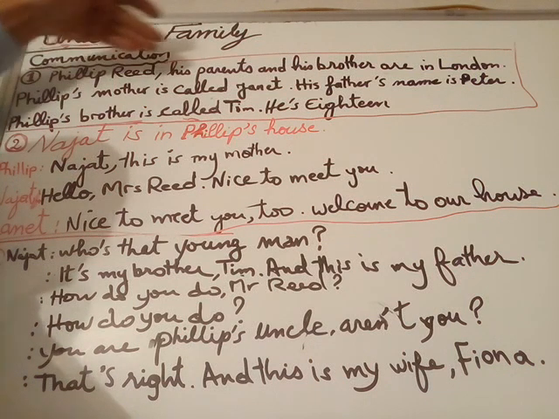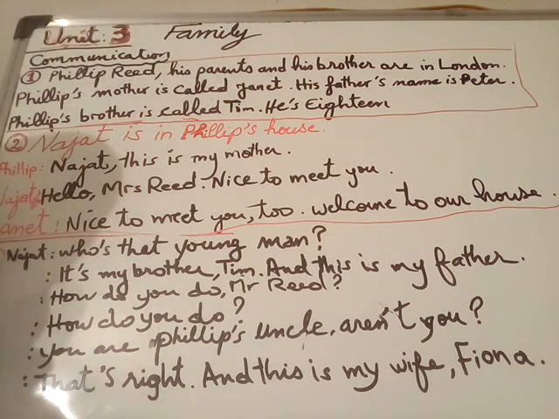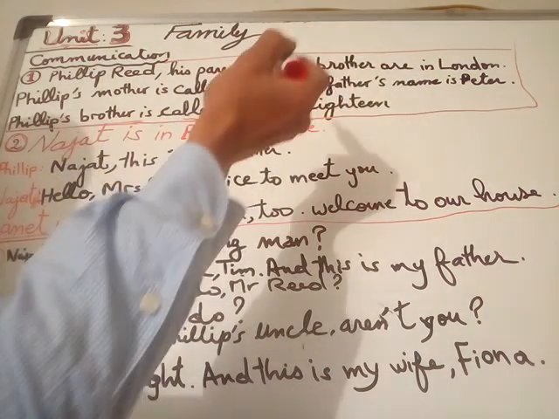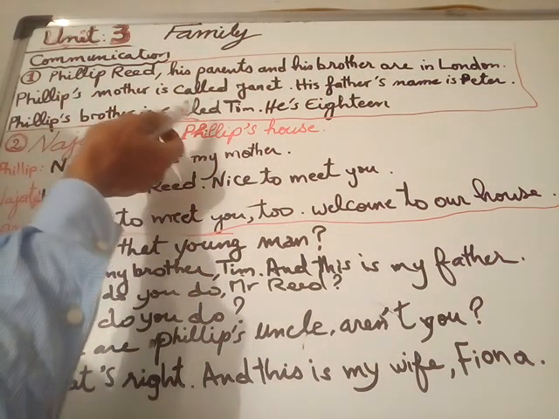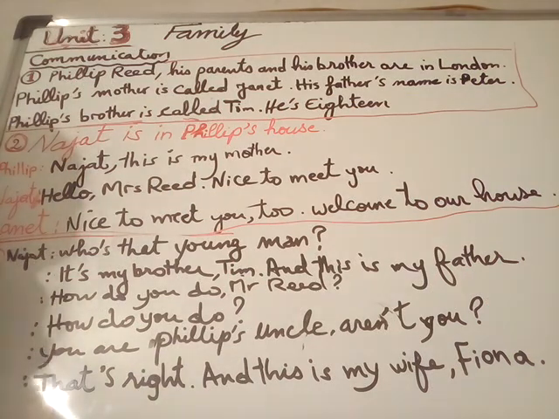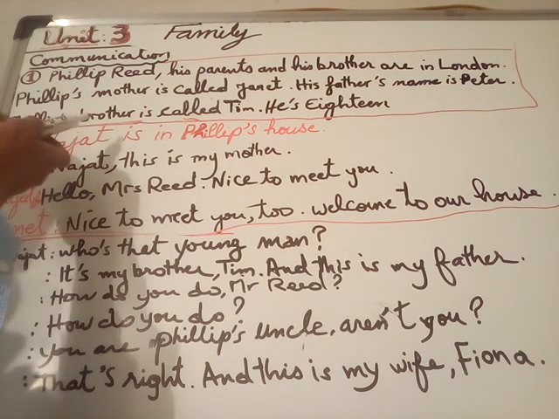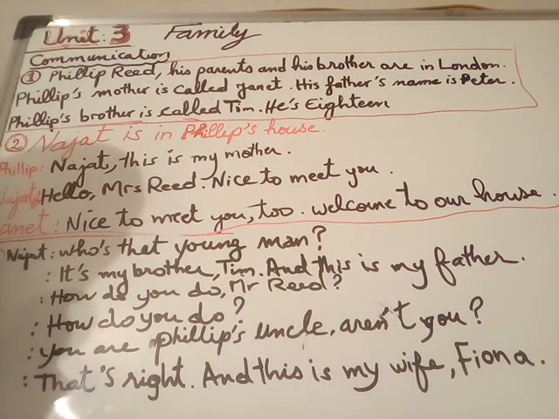Philip Reed, his parents and his brother are in London. Philip's mother is called Janet. His father's name is Peter. Philip's brother is called Tim. He's 18.